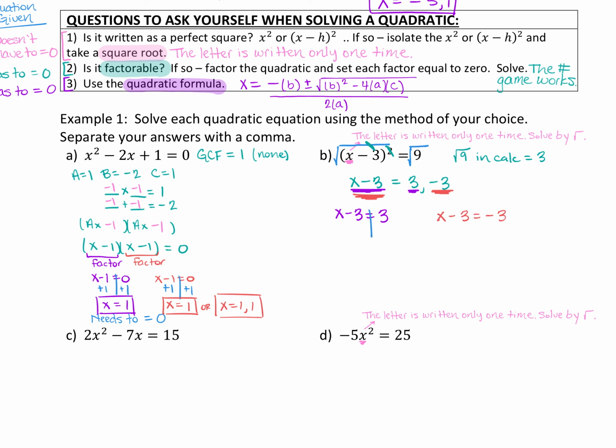With solving then, we add 3 to both sides, and that gives us x equals 6. And then we also add 3 to both sides for this orange equation, and that gives us x equals 0. So you can keep the two answers separated like this, or you can write it as 0, 6.